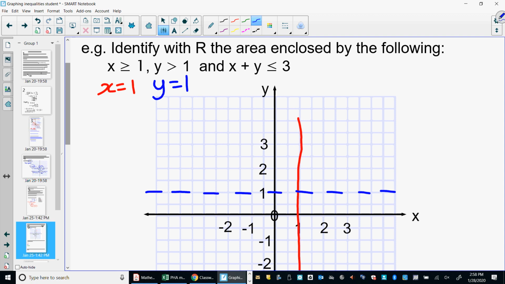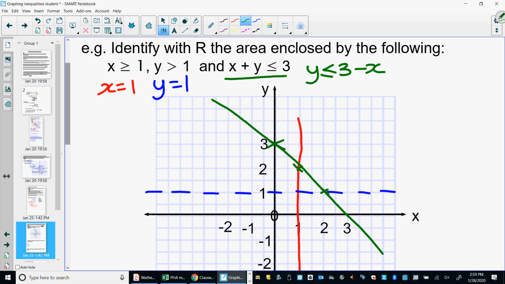We need to do a little bit of work with our next one because it's not in the y equals mx plus c format. So I'm going to have y is less than or equal to 3 minus x. I've rearranged that so y is on its own and positive. So I'm starting that graph at 3, and I'm going down 1 across 1, down 1 across 1, down 1 across 1. And this one's going to be solid.